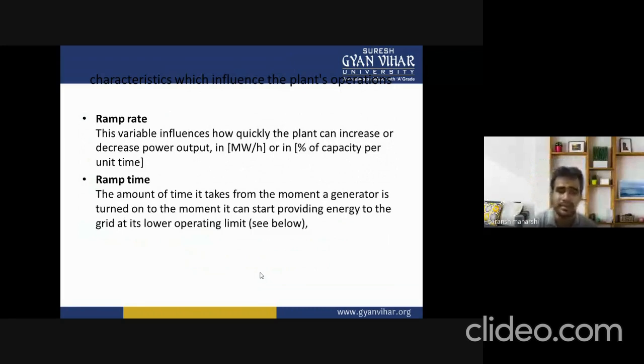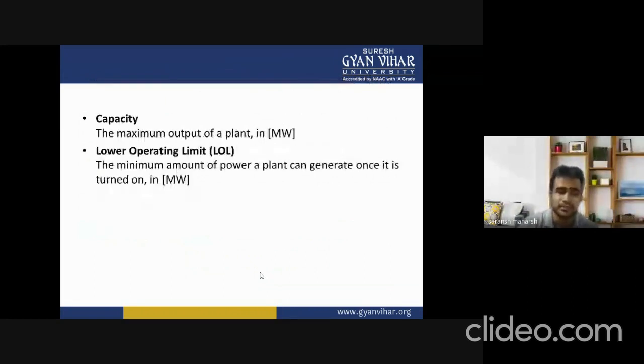Next, ramp time: the amount of time it takes from the moment a generator is turned on to the moment it can start providing energy to the grid at its lower operating limit. Capacity: the maximum output of a plant in megawatts. Lower operating limit: the minimum amount of power a plant can generate once it is turned on, in megawatts.